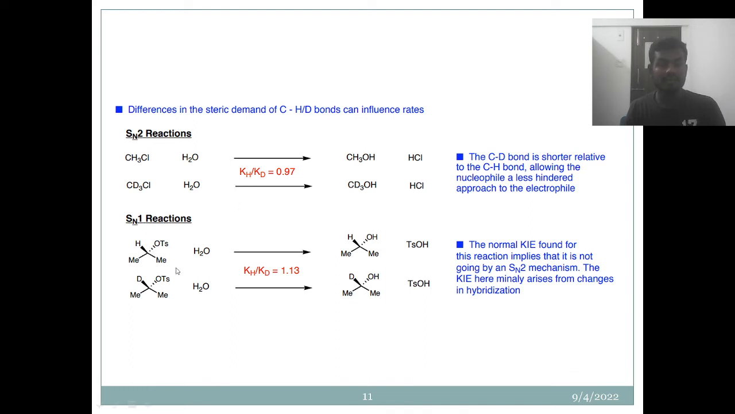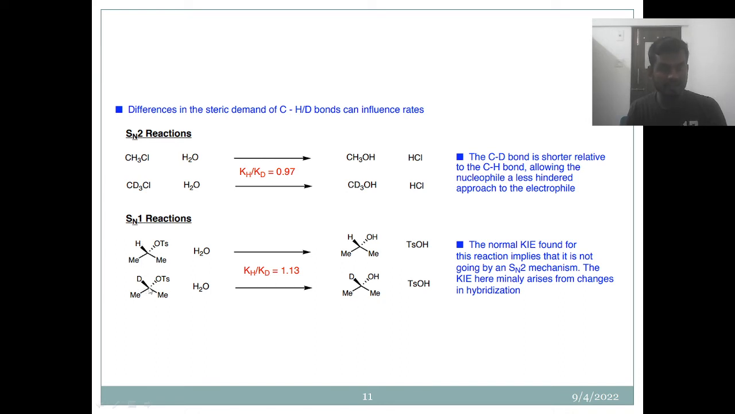Whereas in the SN1 reaction, you see a kH by kD value of 1.13. This value is relatively higher than the first one. Here the OTs is leaving, so it's a carbocation formation. Initially it is an sp3 carbon center. I am talking about this hydrogen replacement. Remember, if you replace this hydrogen with deuterium, what is the effect?